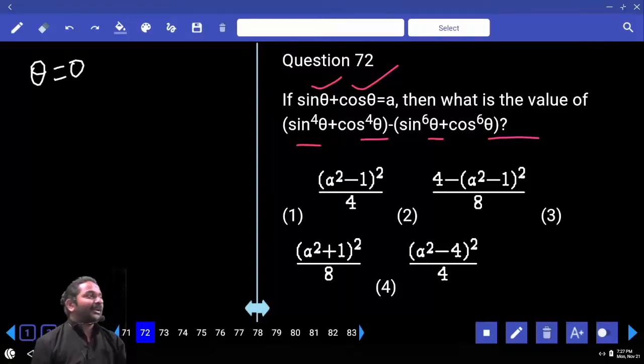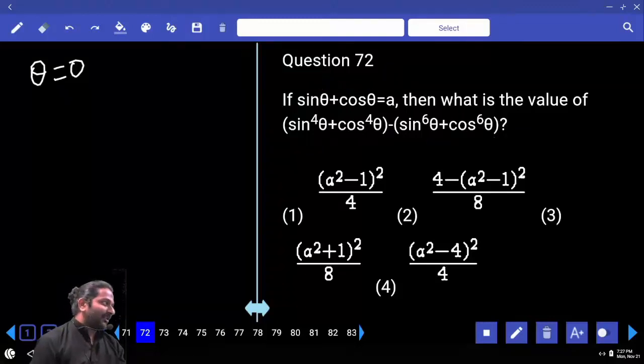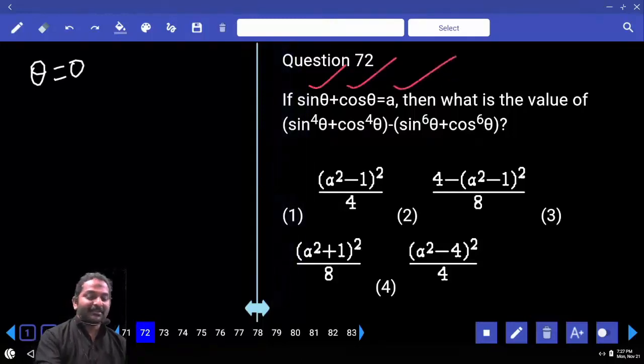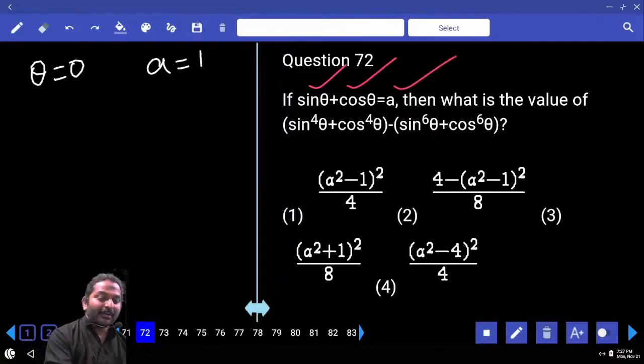If we have denominators, we need to make sure that the denominator should not be equal to 0. Right? So because we have only sin theta and cos theta and only addition and subtraction, I'll start with theta is equal to 0. The reason being, one value is always 0: sin 0 is 0, and cos 0 is always 1.